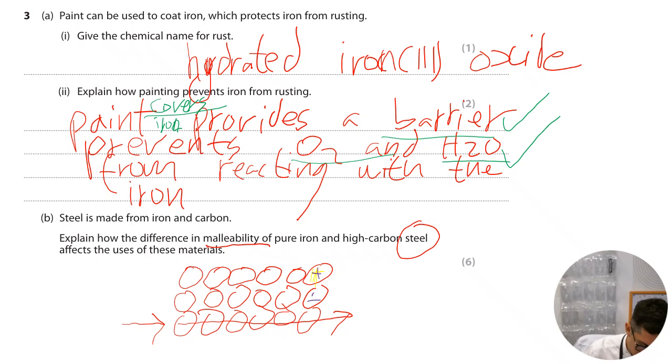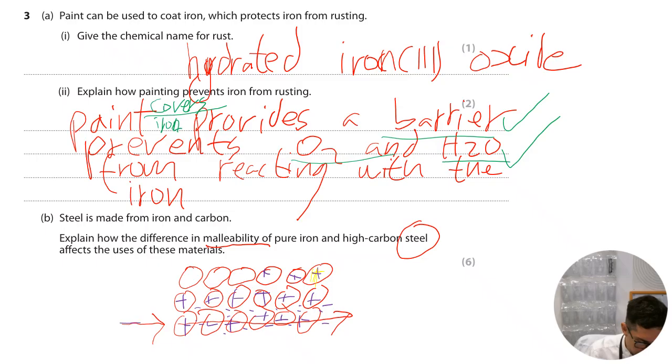So these are all positive ions, and what's holding them together? You'd think they'd all repel each other, right? But in between them you've got all these negative electrons. Let's just use little negative symbols. So there's all these little negative electrons in between the ions, and the negative electrons can move.